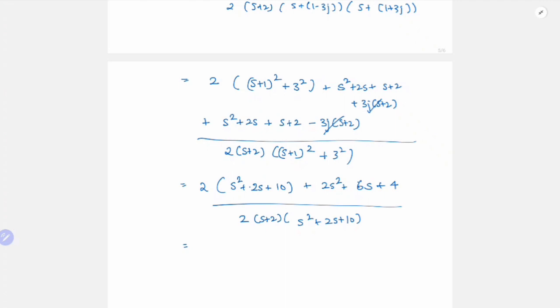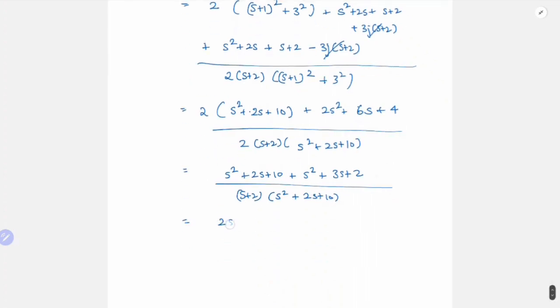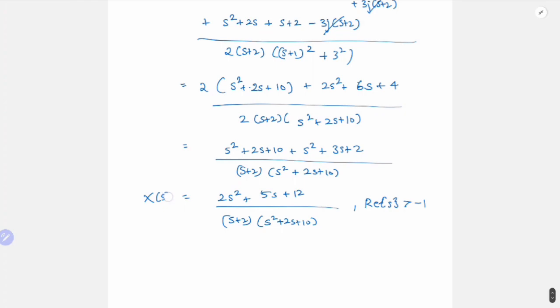I have a factor of 2 here, so I can cancel out 2. Then what will I get? s square plus 2s plus 10 plus s square plus 3s plus 2, divided by s plus 2 into s square plus 2s plus 10. So this is 2s square plus 5s plus 12 by s plus 2 into s square plus 2s plus 10. And the region of convergence is real of s greater than minus 1. So this is my x of s.